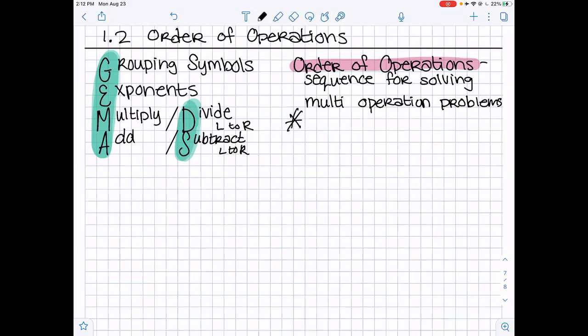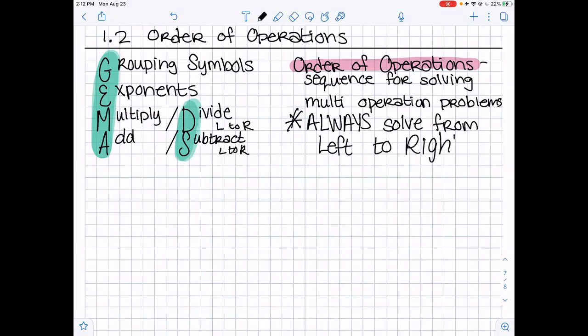All right, one more good note to write down. Draw your important star. Always solve from left to right. So it's just like reading. You start on the left side, see what you can solve, then copy it down. Start on the left side, see what you can solve next, copy it down.